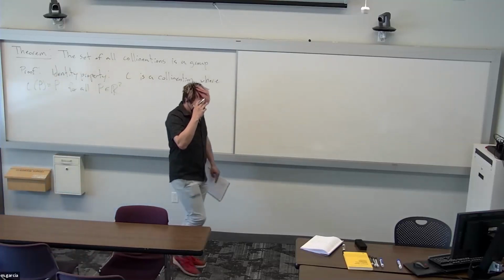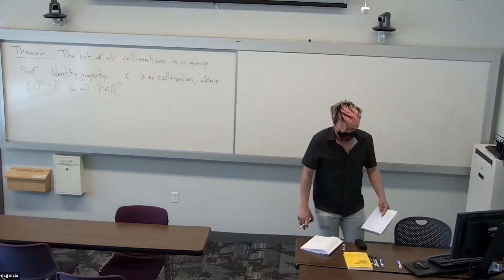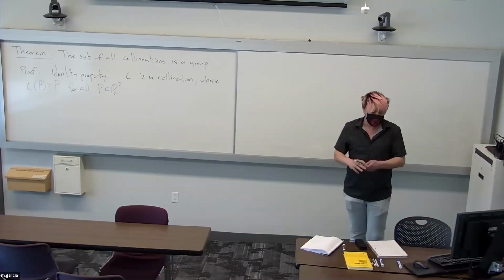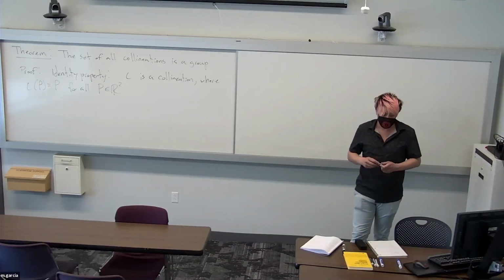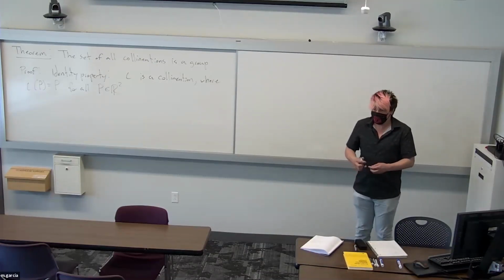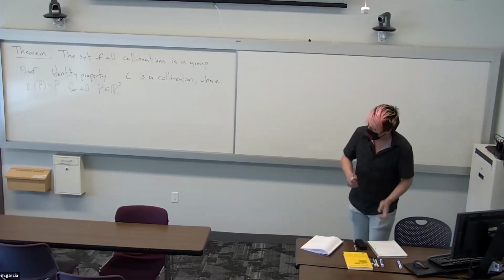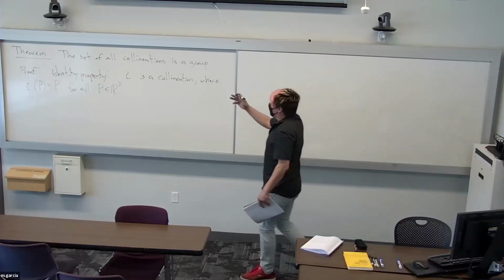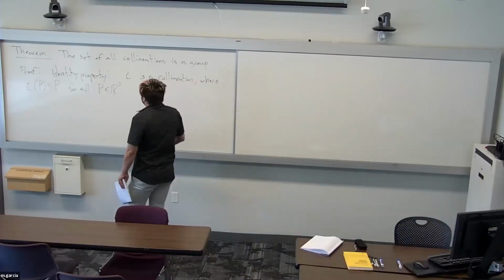So this is a collineation, right? Because you take a line, we said this yesterday, we said this in words. You take a line, you do nothing to it, it remains a line. Okay? So the set of all collineations has the identity property.